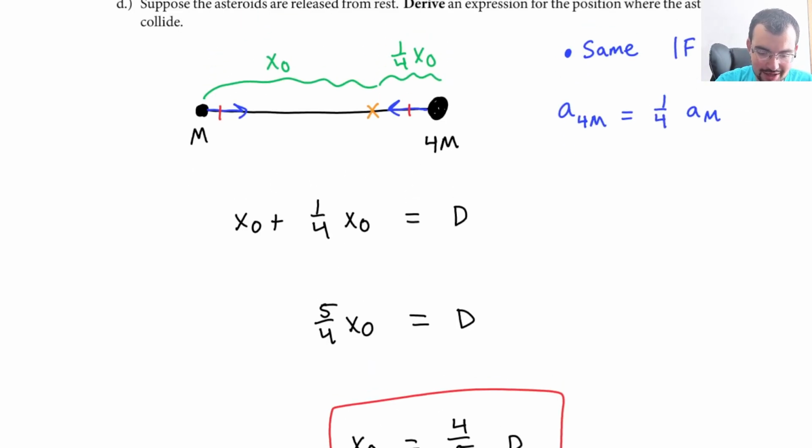Notice there was no kinematics or anything. We just reasoned that the force is the same and it's internal. So we just get this acceleration ratio of 1/4. Wow, that's kind of tricky.